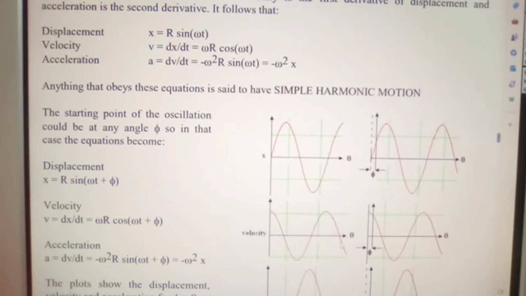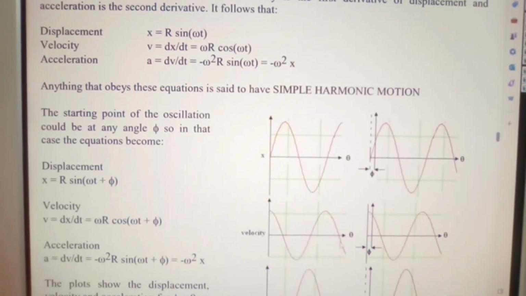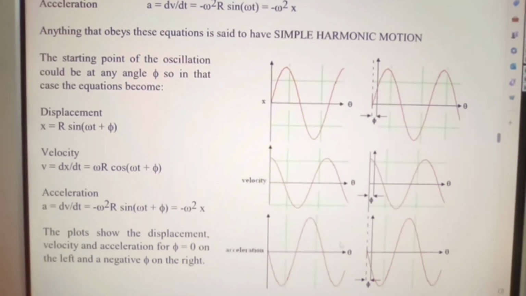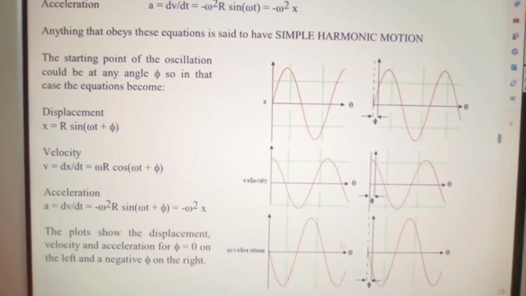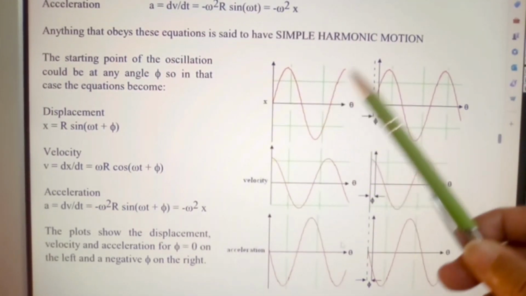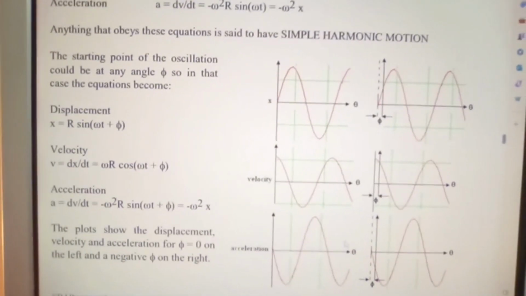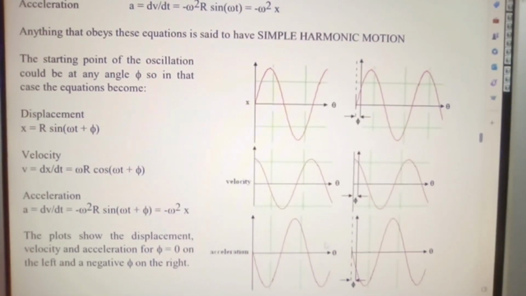Now again, you need to look at the video to see what I'm talking about and look at what I'm doing. It's just trying to show you that the starting point of the oscillation could be at any angle. Okay, the angle is not set.